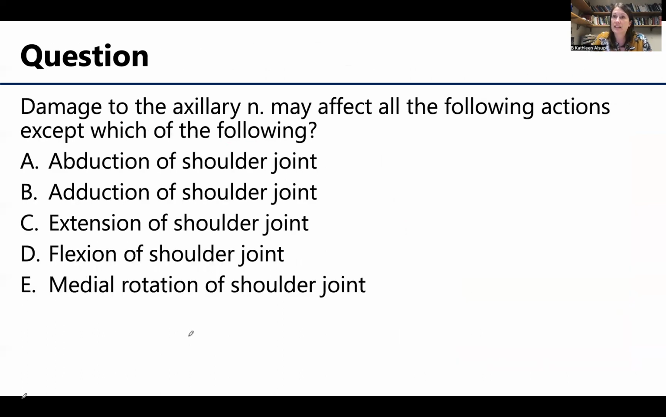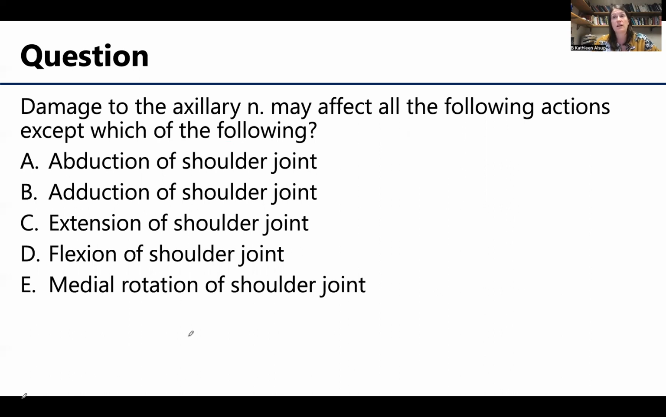All right, excellent. So I think that we're going to answer this question. It's a little tricky. Generally, I don't like to ask too tricky of a question, but damage to the axillary nerve may affect all of the following actions except which of the following? And these are all of the shoulder joint. Is it abduction, adduction, extension, flexion, or medial rotation? So take a minute and think about it.